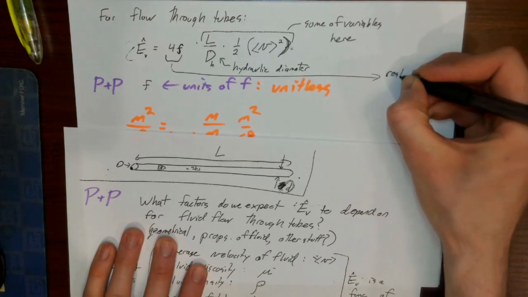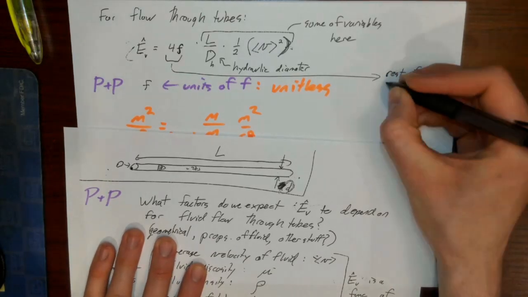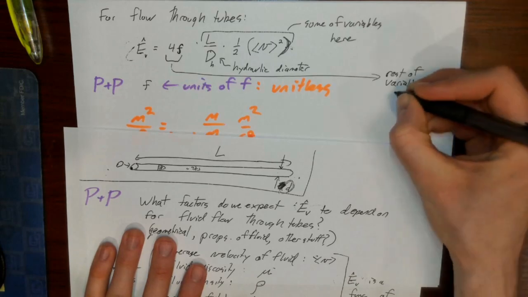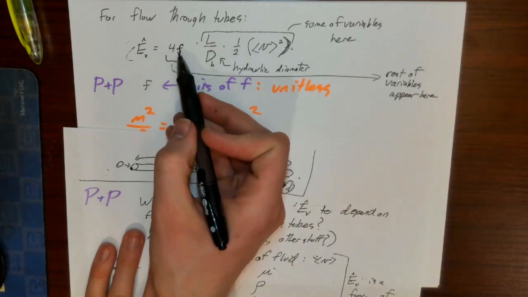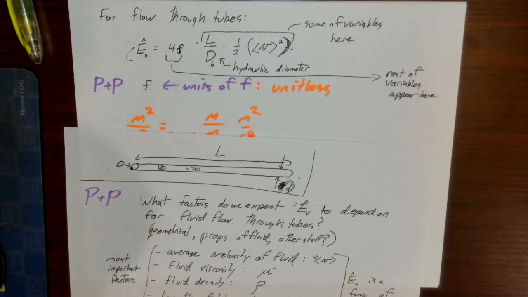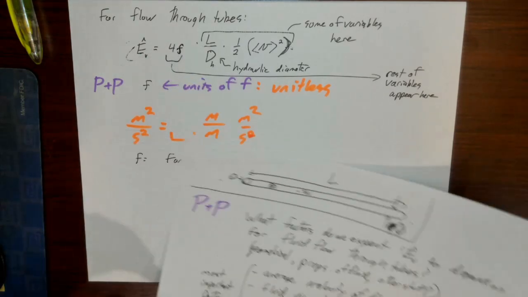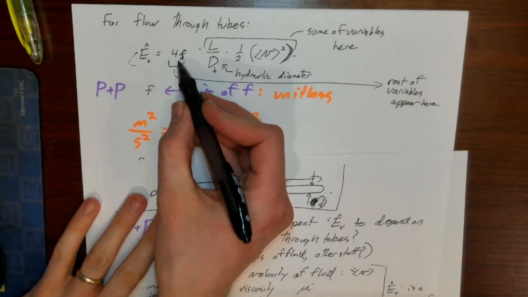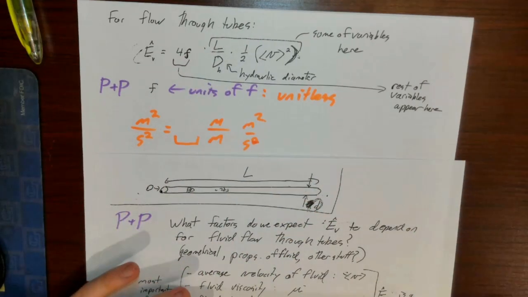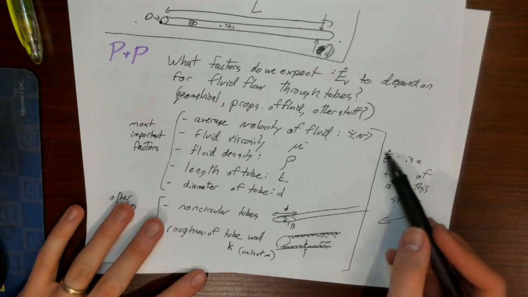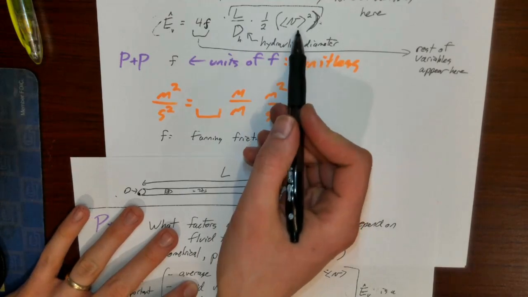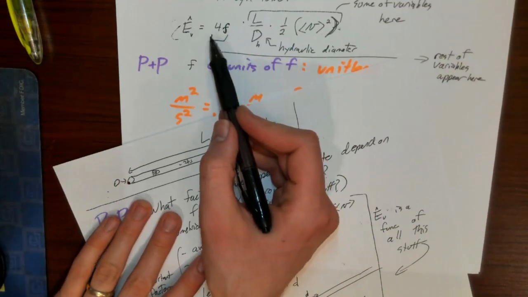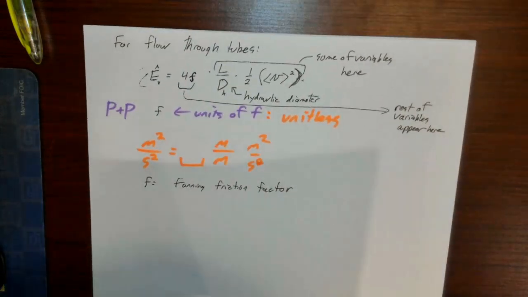So the rest of the variables make an appearance inside of this 4f term, or I guess inside f more precisely. So viscous losses are going to be a function of all of this stuff. Some of the dependence shows up here, and the rest of these variables will show up behind the scenes when we talk about this f. This f turns out to be unitless.